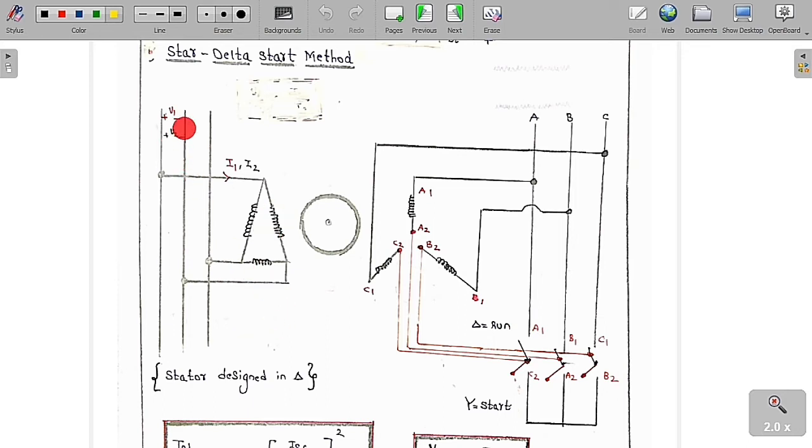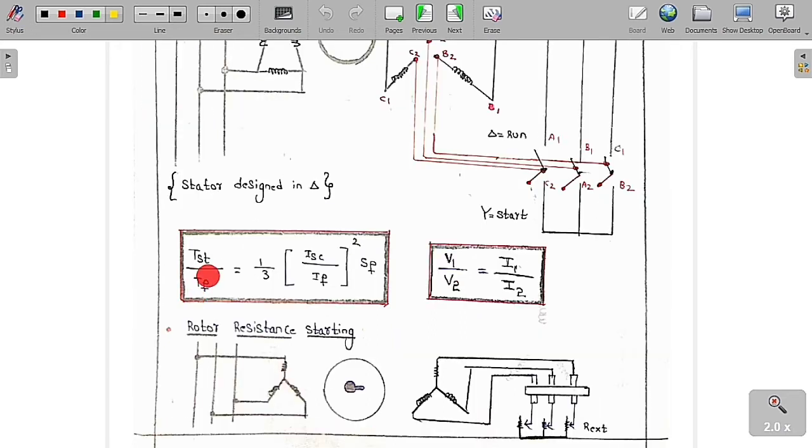If this is the supply voltage V1, the supply current is I1. If the supply voltage is V2, then the input current is I2. So these coil terminals are A1, A2, B1, B2, C1, C2. If you connect this to A1, B1 and C1, this is called the delta at running, and this is the star at the starting condition.